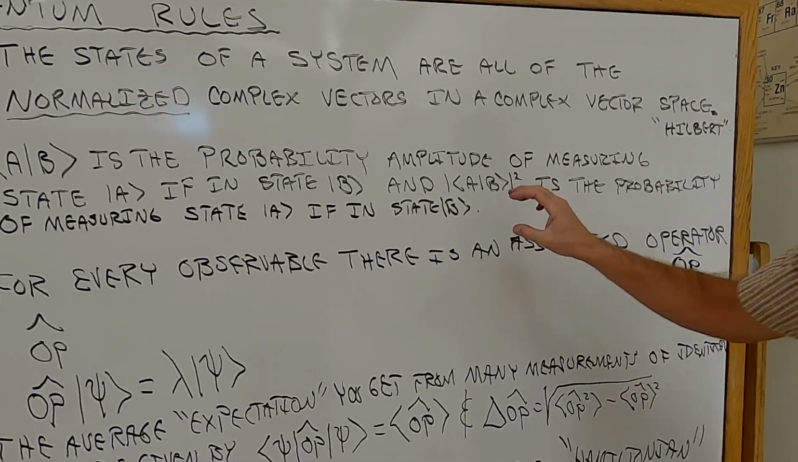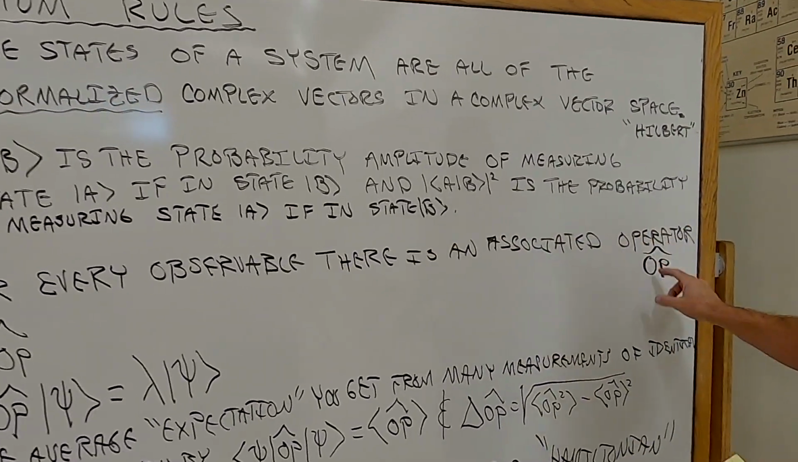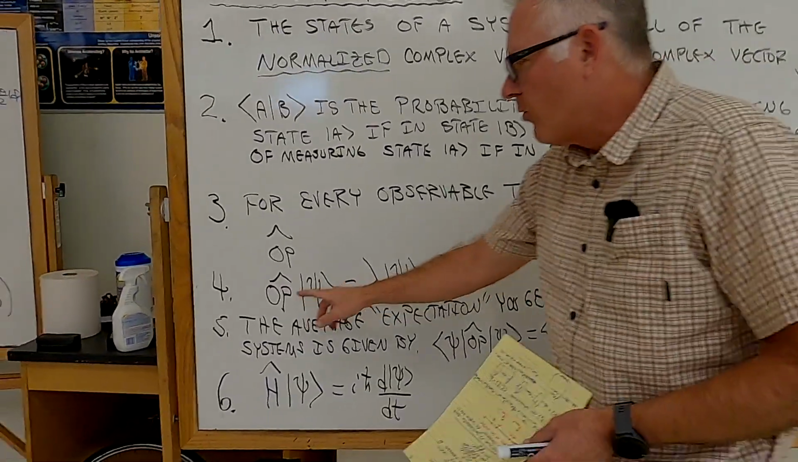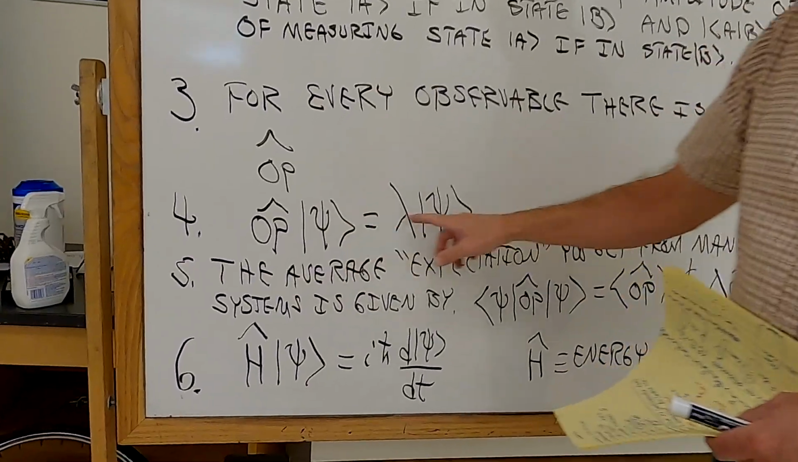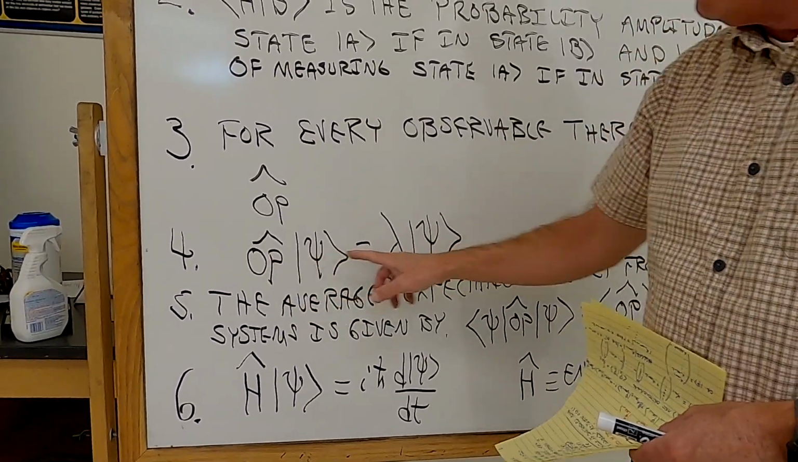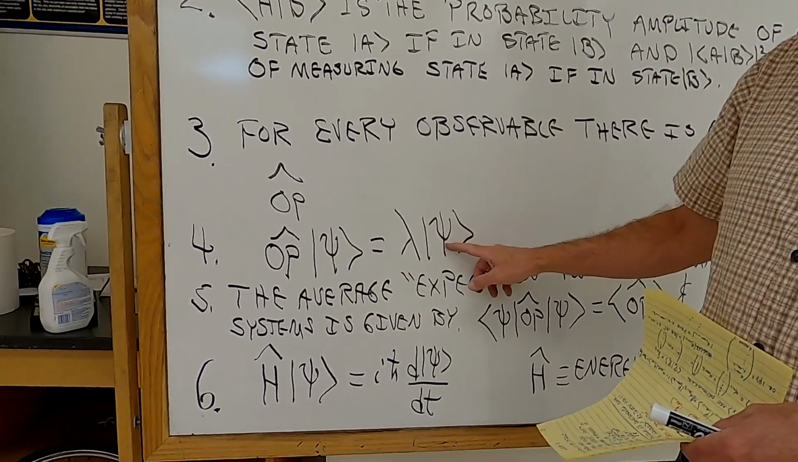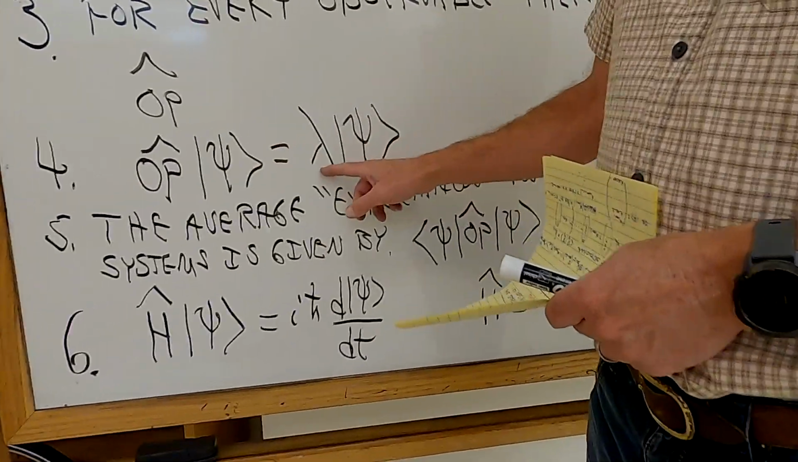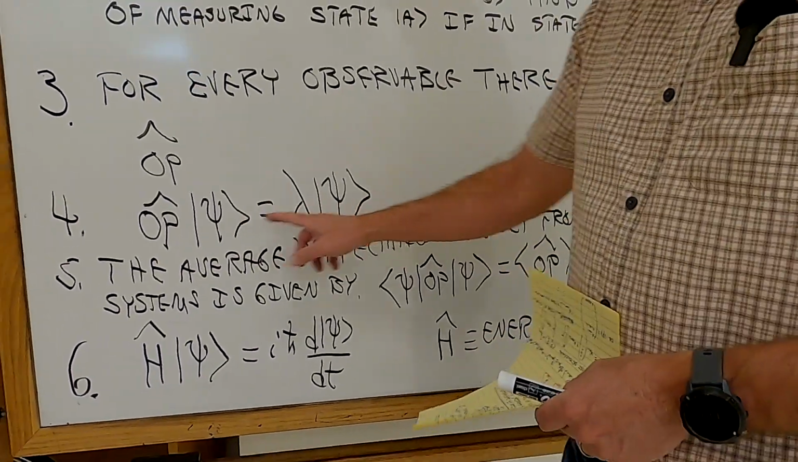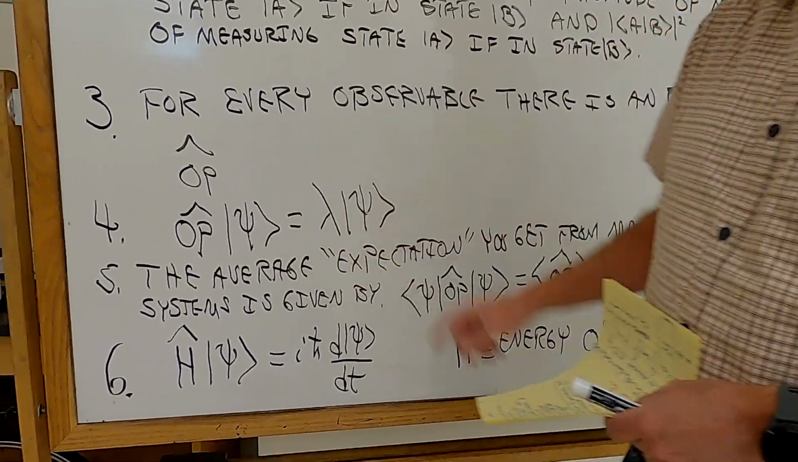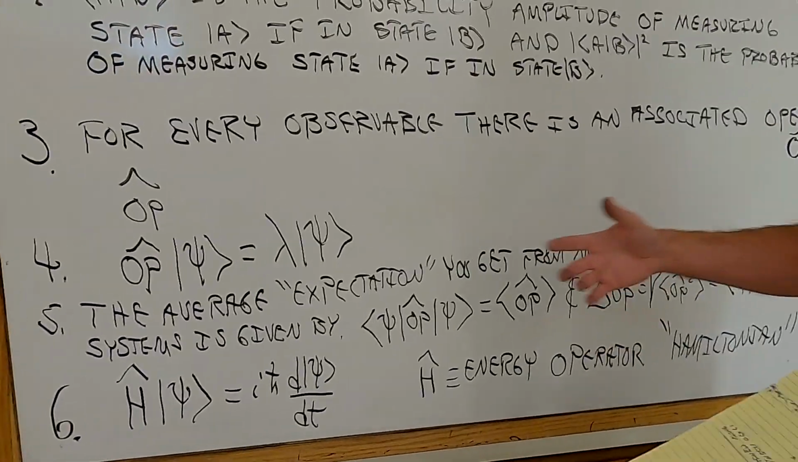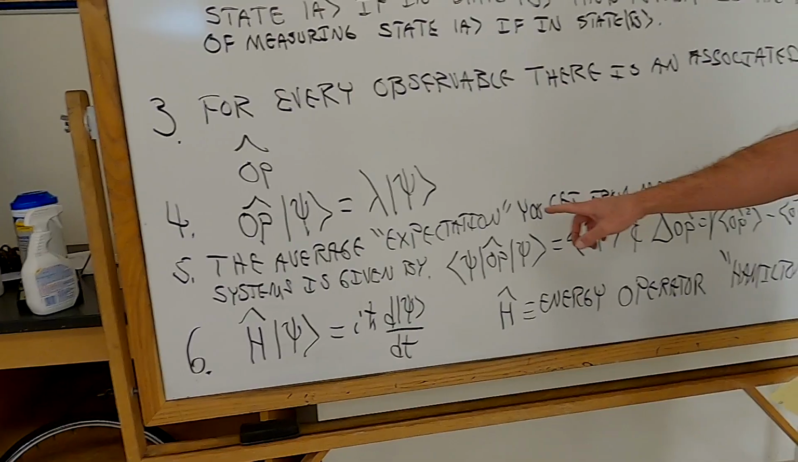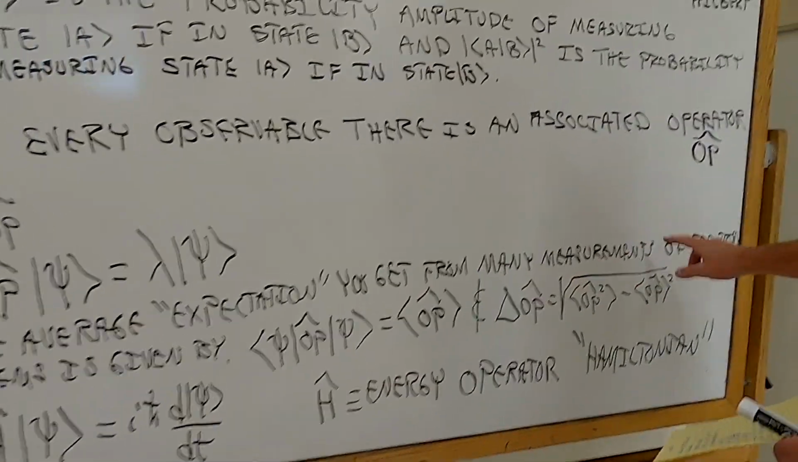The third one was for every observable, there's an associated operator, and we put the little caret on top of it. The fourth one was our eigenvector eigenvalue. Anytime we operate on our state, we get the possible values back. So for a specific operator, you get back what you measure and the eigenfunctions that come with it. And then this rule right here is probably more of a statistical rule.